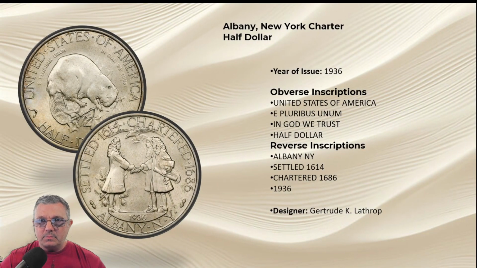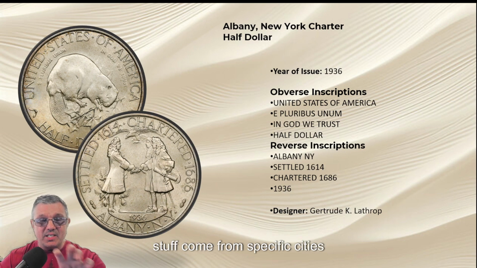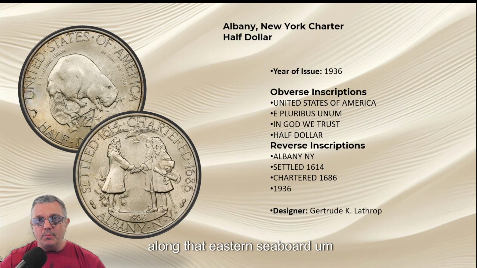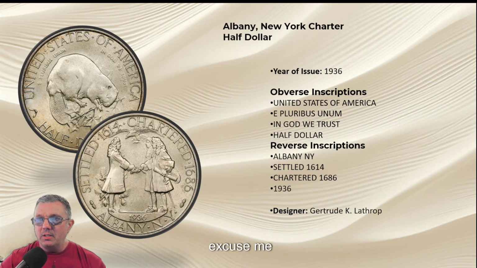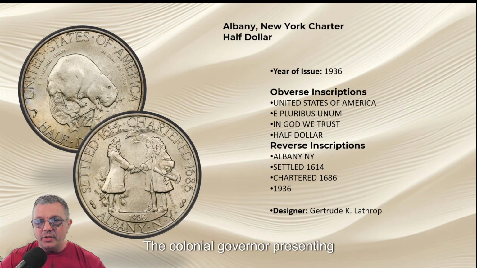The next one is Albany, New York. You're going to see a lot of stuff come from specific cities along that eastern seaboard because, again, it played such a pivotal role in the founding of our nation. Here you're going to see Albany, New York, released 1936 for the 250th anniversary of that city's charter. On the obverse, you're going to see that beaver with a branch and maple seed. On the back, you're going to see Sir Thomas Dongan, the colonial governor, presenting Peter Schuyler, Albany's first mayor, and Robert Livingston, with a handshake.